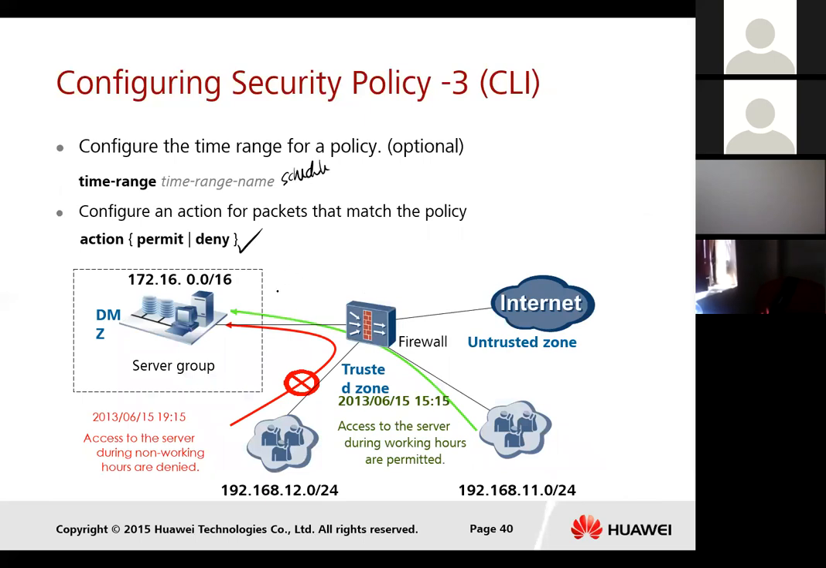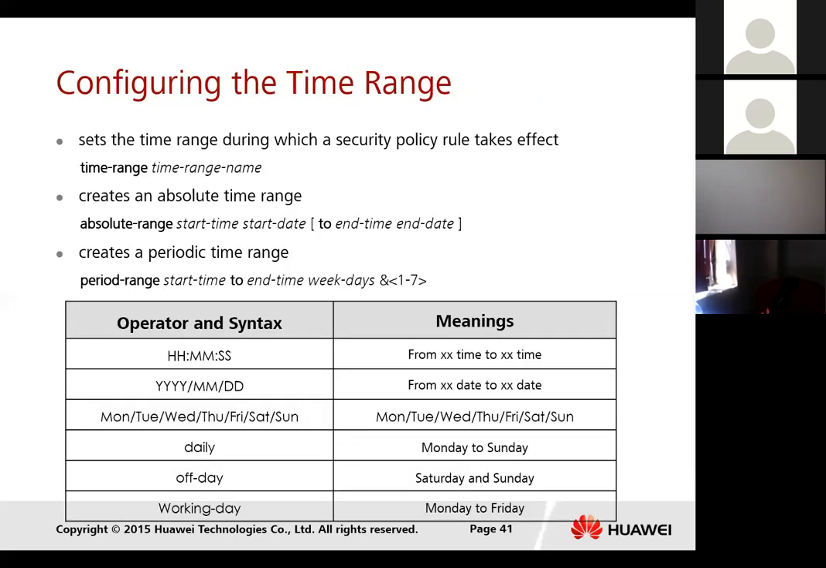So under this example here, I will say that from 2013-06, June 15, 19:15, access to the server during non-working hours is denied. When you are under working hours, yes, it's permitted. So that is how we specify based on the time range. You can schedule your security policy within the time that it is allowed or not allowed. So this is how you're going to set the time range.